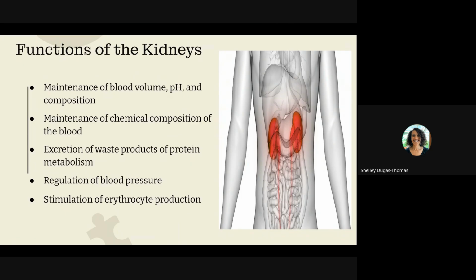So the kidneys regulate blood pressure by managing blood volume and releasing hormones. They stimulate erythrocytes, those are red blood cells, produced by secreting a hormone called erythropoietin. If the patient has chronic kidney failure, they often will also have chronic anemia for the exact same reason.